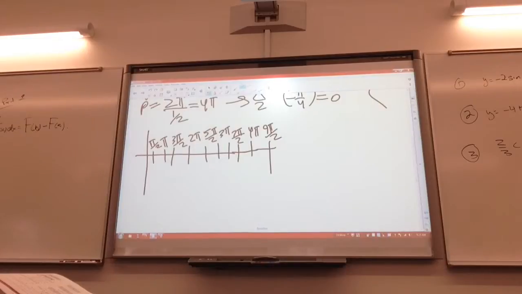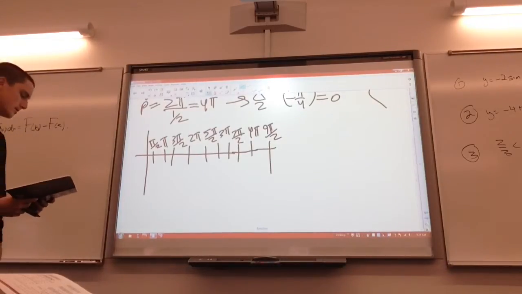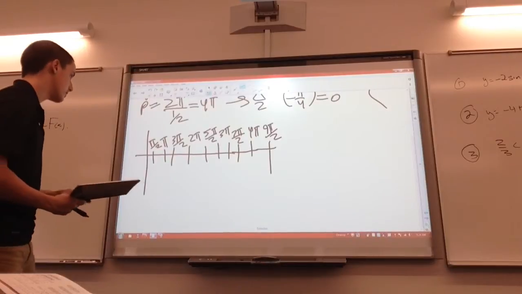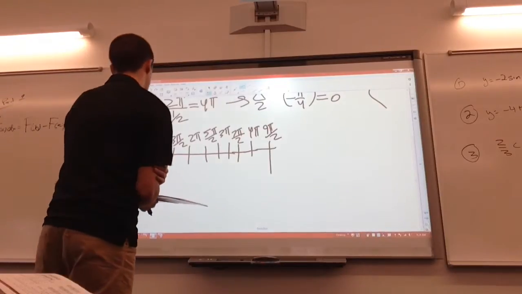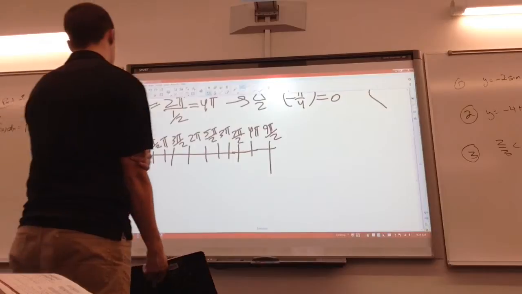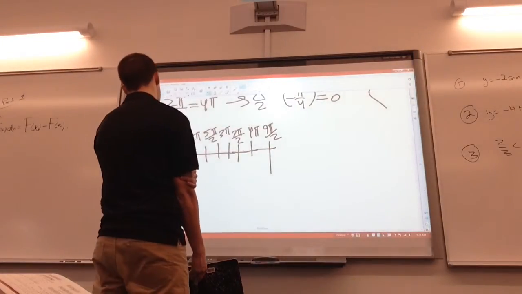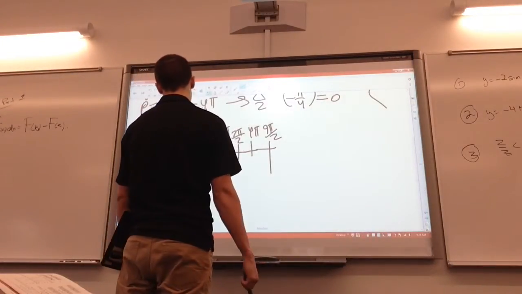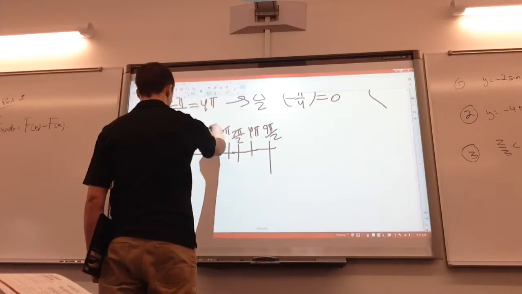That's just how I like it. Alright, so it repeats every 4 pi. Bring the view for 4 pi, right? So it starts at pi over 2, so where's it going to end? 2 pi? Nope. Pi over 2 plus 4 pi is? 5 pi over 2.